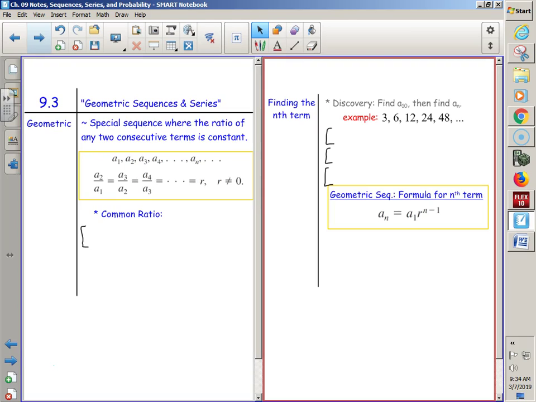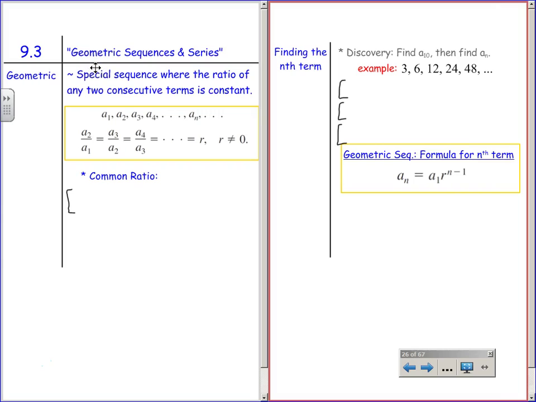Section 9.3, geometric sequences and series. Geometric, a special sequence where the ratio of any two consecutive terms is constant. Common ratio instead of common difference. You guys can look over here and remind yourselves of what a geometric sequence looks like.